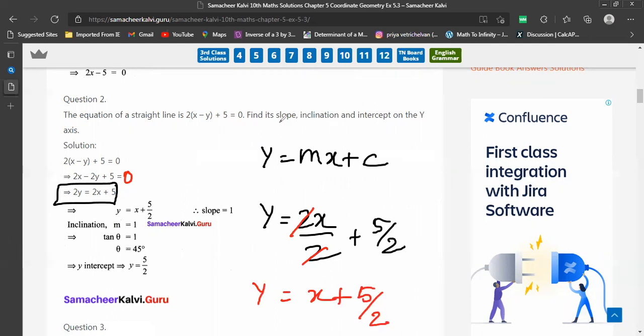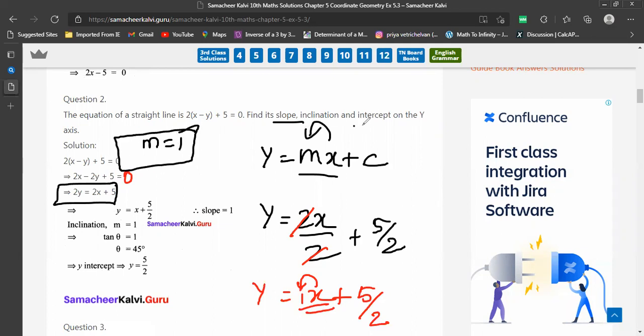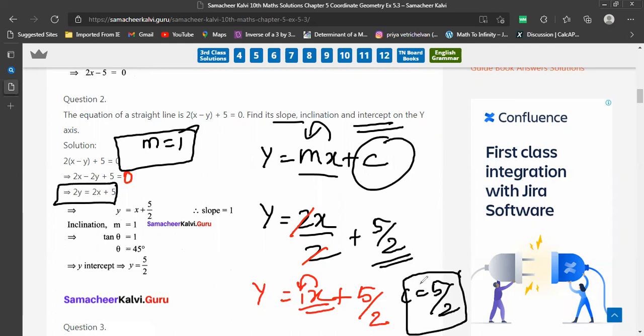The slope is nothing but m, which means the coefficient of x. Here, the coefficient of x is 1. So that is going to be your slope. m is equal to 1. And what is intercept? Intercept means it's c, the constant. So c is going to be 5 by 2. So far clear? Yeah.